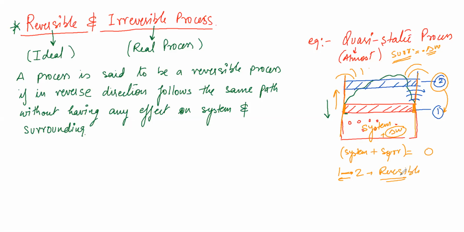because first it follows the same path, as well as it does not have any effect on system and surrounding, right? On the other hand, you see conditions. Now imagine that here a friction part is playing a role, right? When this piston moves, what will happen? Because of the friction, heat will be generated here. And when this heat is generated, this heat will be liberated into what? The surrounding, right?